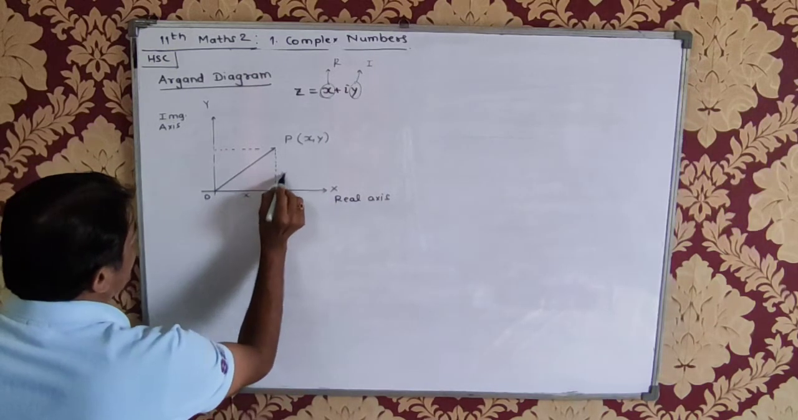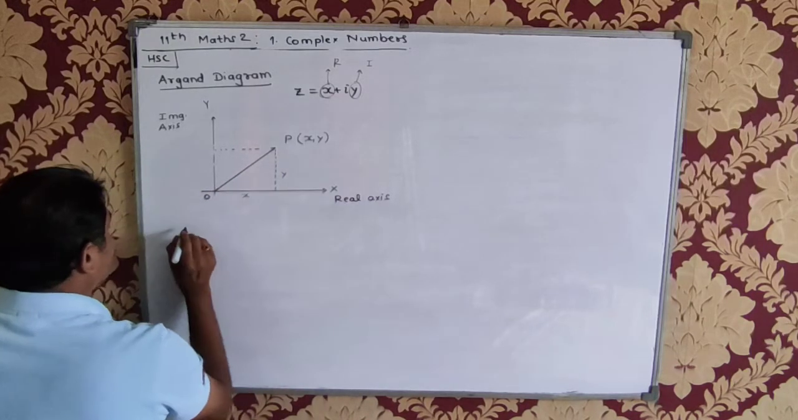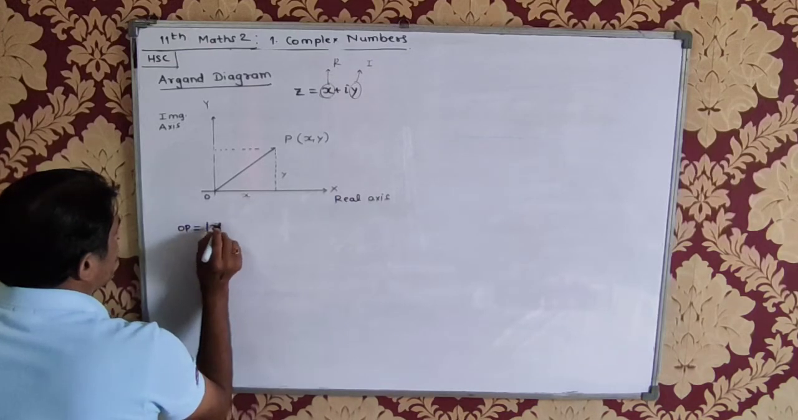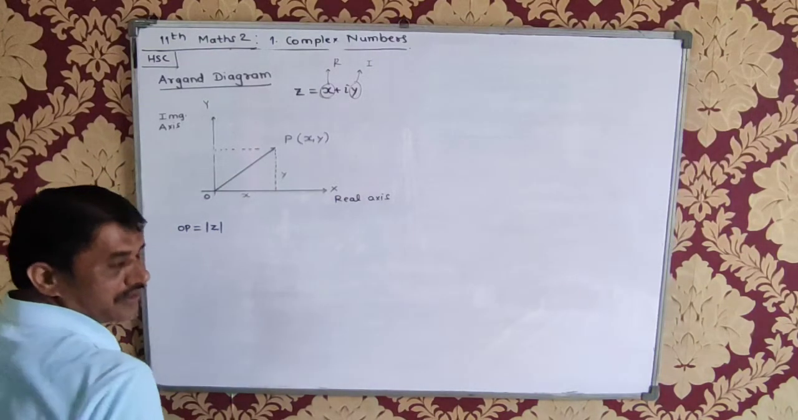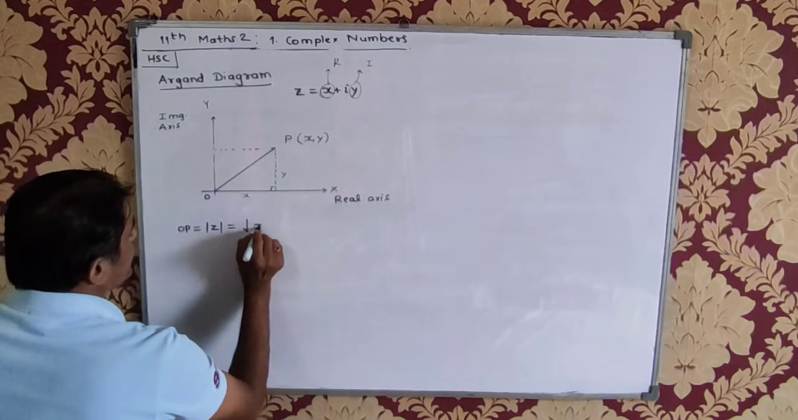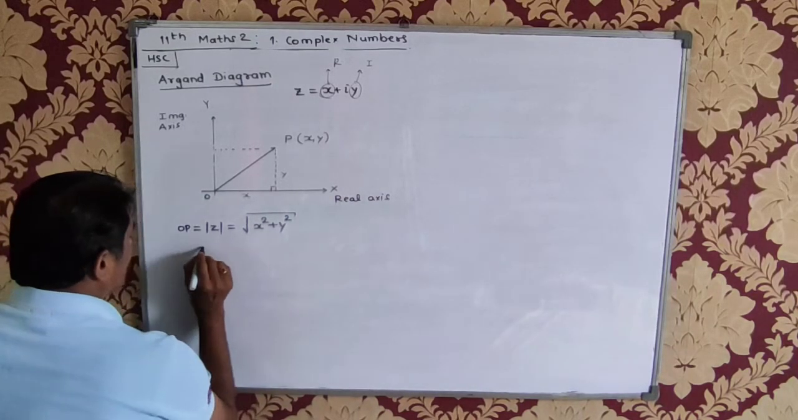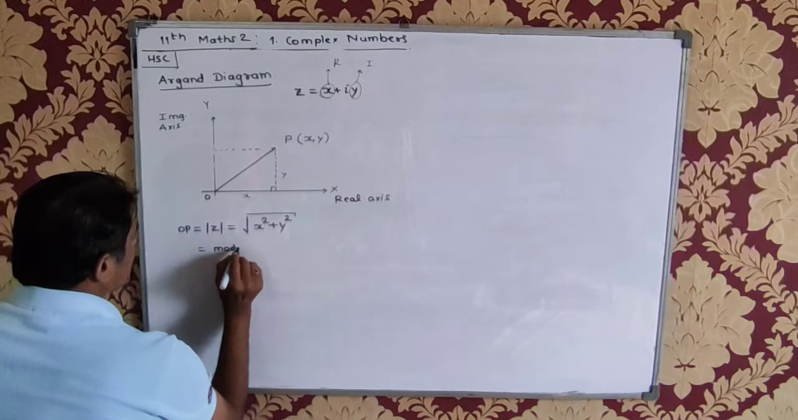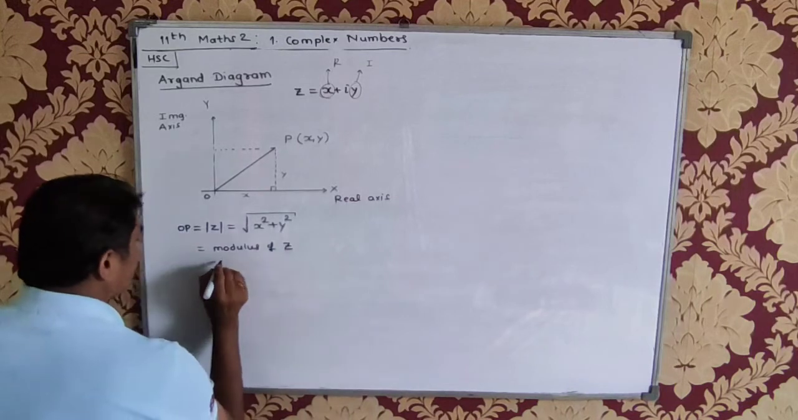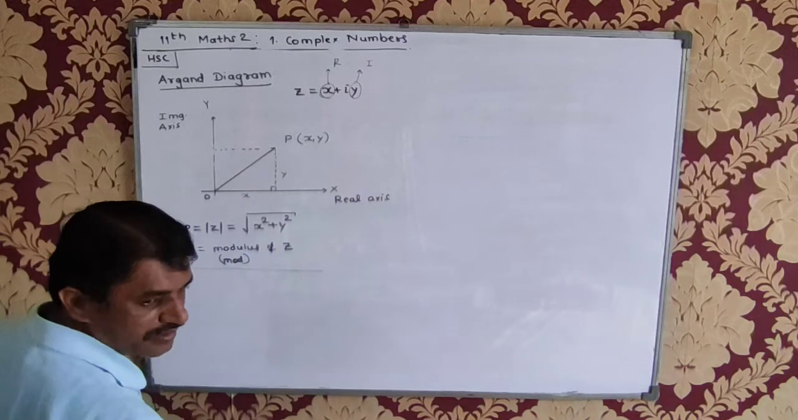If I drop a perpendicular on the real axis and on the imaginary axis, then this dimension is x and this dimension is y, and this OP is denoted by modulus of z. Its formula, by using Pythagoras theorem, will be square root of x square plus y square. We call it modulus of z, or simply mod of z. We call this the modulus of the complex number.